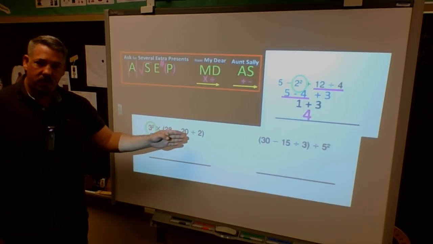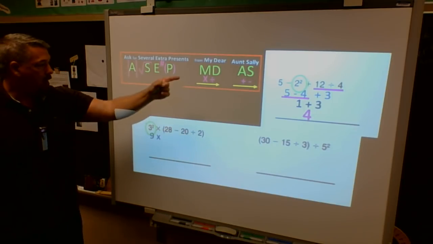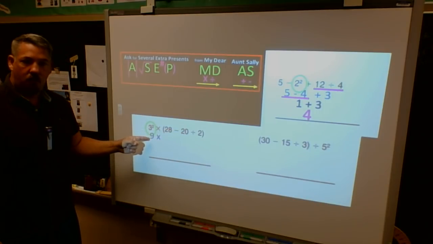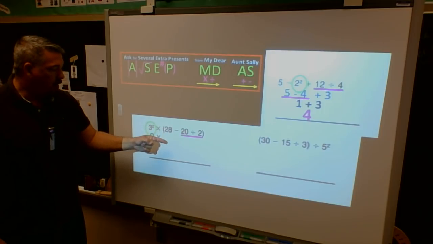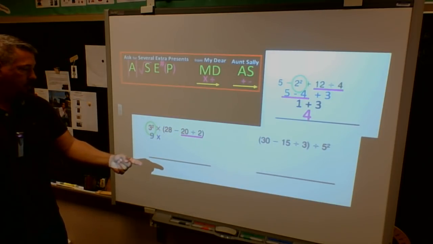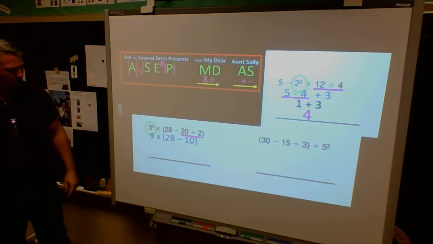Well, there is math in here that I can do first on this first line of showing my work, because my division would have to be done before my subtraction, and it doesn't change what I'm doing over here. So I'm going to have my 28 minus, but I'm going to go ahead and divide my 20 divided by 2. So I'm going to have 28 minus 10, my first point for showing my work.